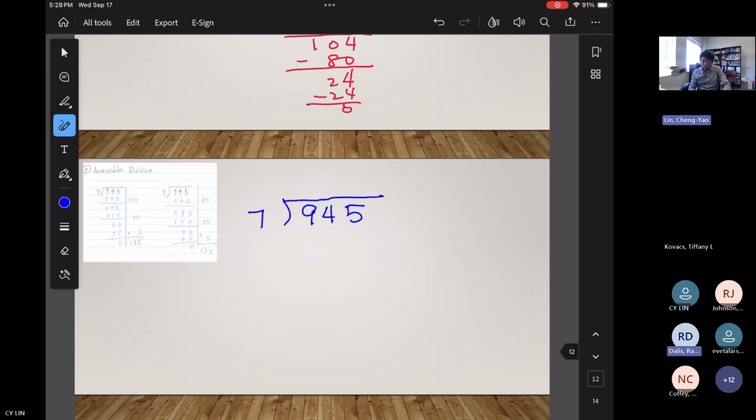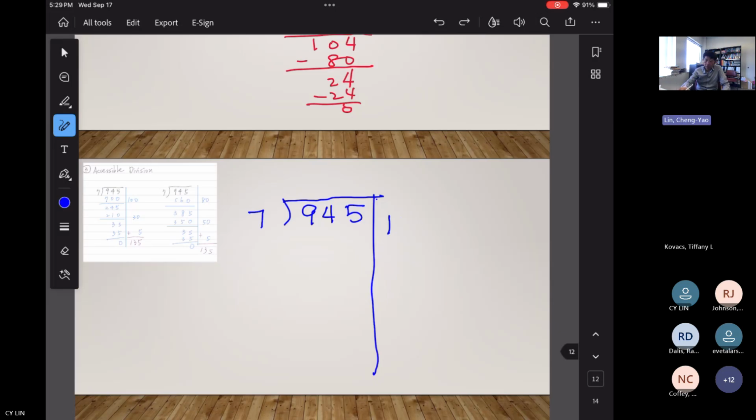So accessible division is like this. There is not strictly any number you have to start with. It's very flexible. Unlike long division, where you have to fill in one, then two, then three, here it is more flexible. That's why, let's say I want to try 100.